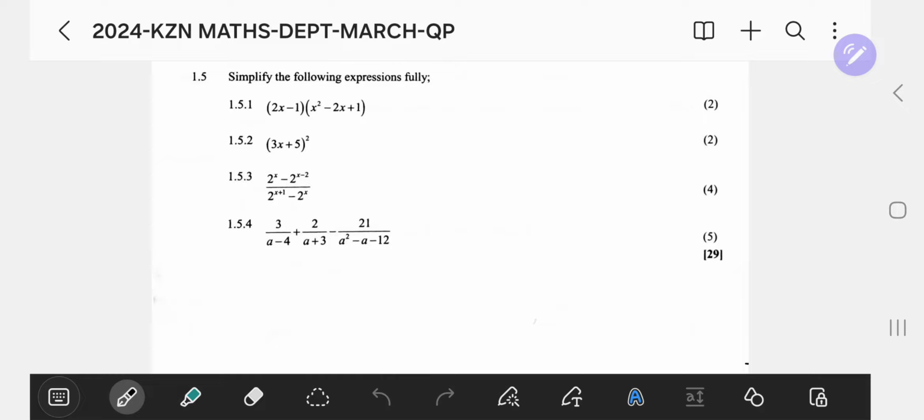Now we're on to 1.5.3. This is quite interesting. We notice now that x is the exponent.